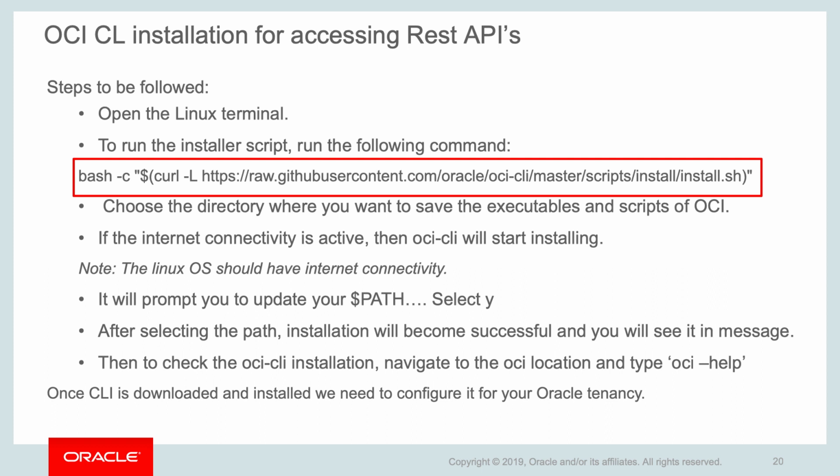In my case I'm using Linux. It will prompt you to update your path, and you can select yes in response to that. After selecting the path, installation will become successful, and you will see a message. This is the only input for installation. It just confirms the path where OCI CLI is going to be installed, and then you can always use the OCI CLI prompt or help, and if things are configured properly, you'll be able to see the help related to OCI CLI. So it is downloaded and installed, and we need to configure it for the Oracle tenancy.